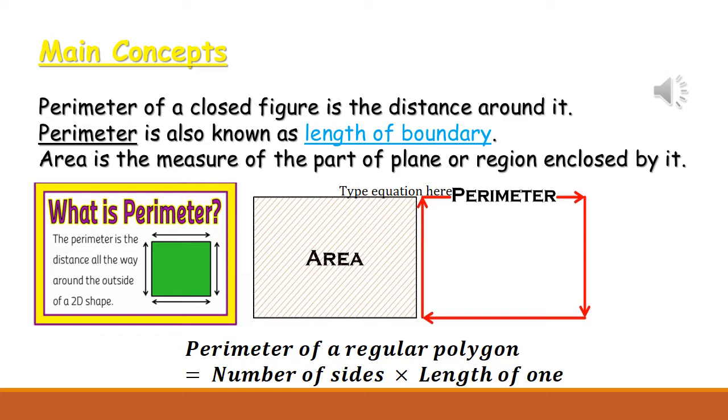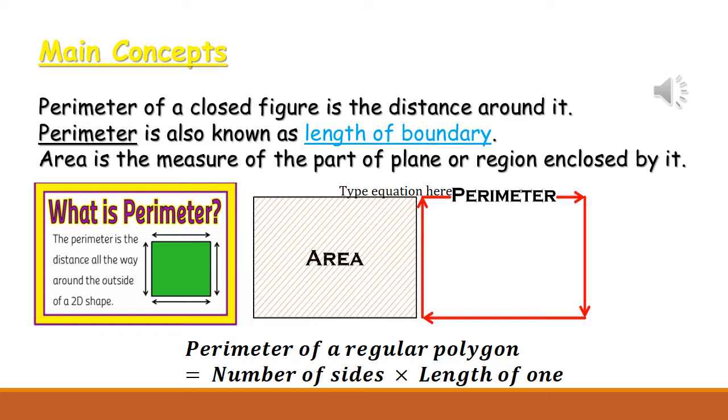Could you see the first figure? The perimeter is the distance all the way around the outside of a two-dimensional shape. So, when we are finding the perimeter, actually we have to find out the length of its boundary. Remember this line. Length of its boundary means perimeter. That means we are finding how long the boundary is.